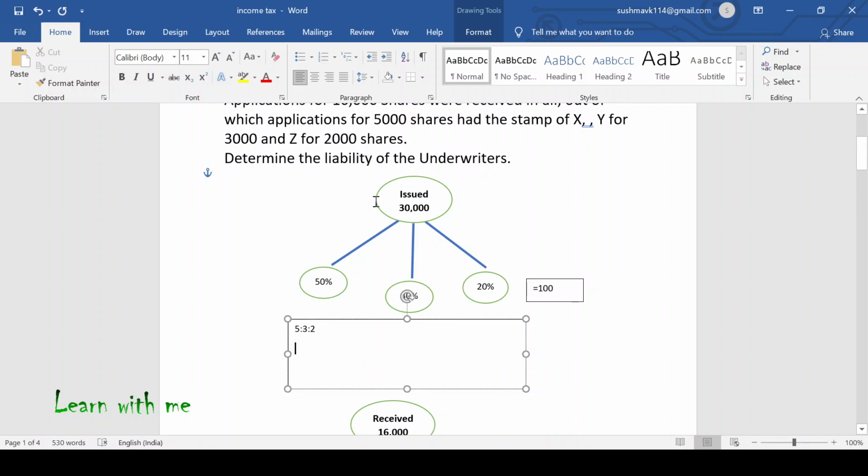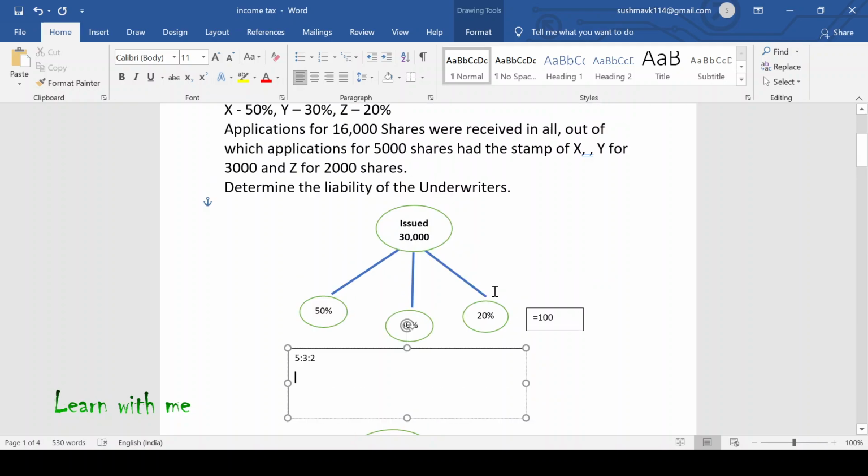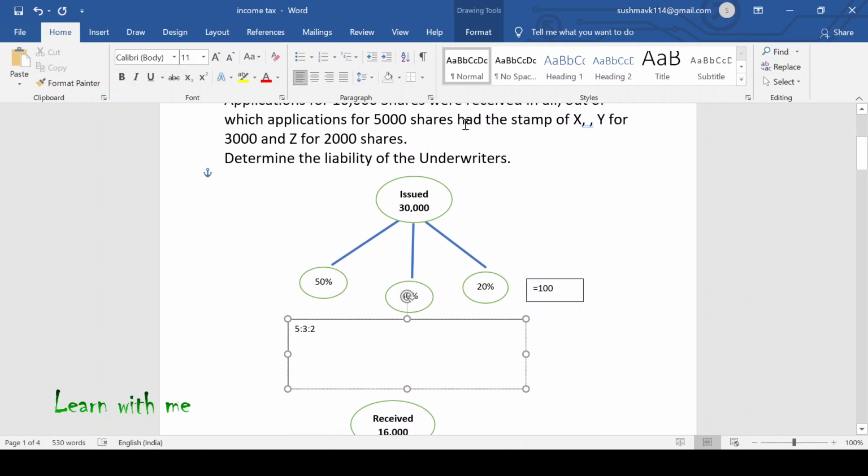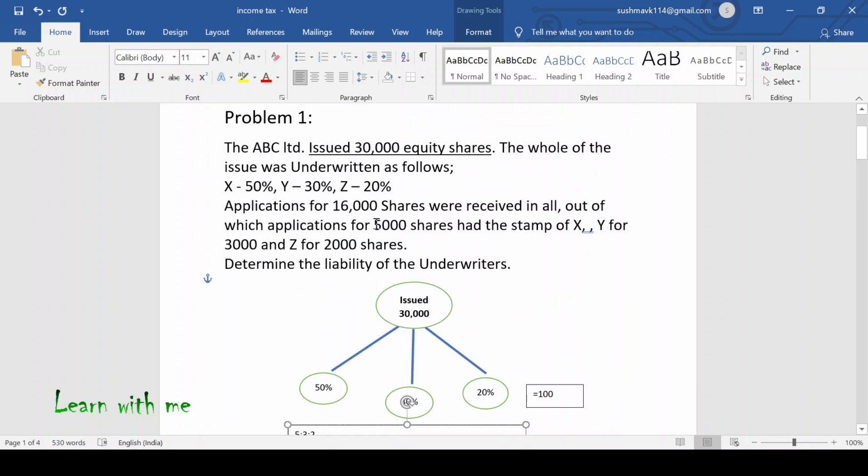Now let us see what X, Y and Z have subscribed. As seen in the above example, it is clear that X has tried to convince 5,000 shares, Y 3,000 shares and Z 2,000 shares. So what will be the total? It is 10,000. But they have said that applications for 16,000 shares were received. So that means there is a 6,000 difference. This 6,000 is unmarked applications, which we will be studying later.